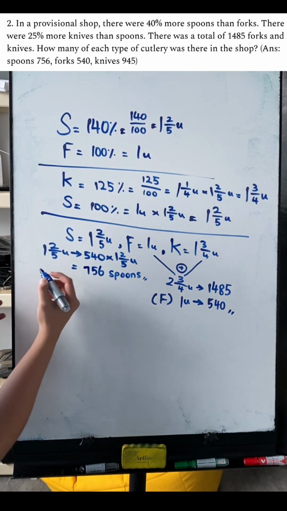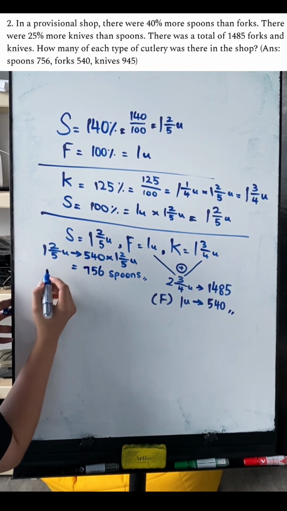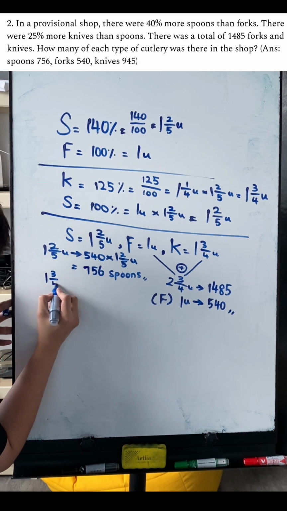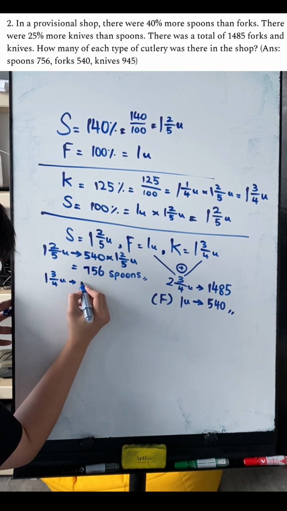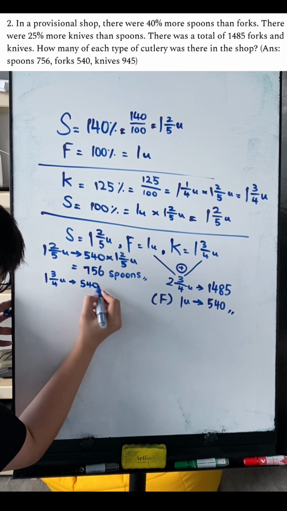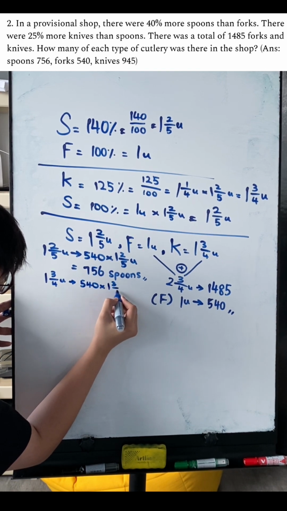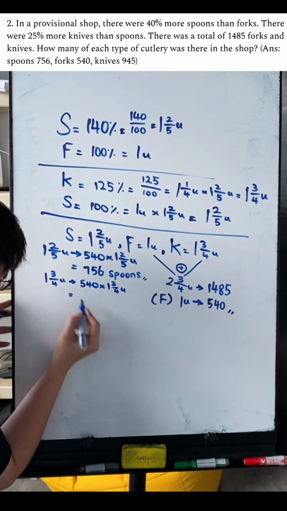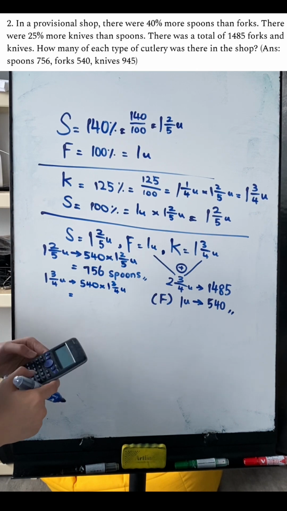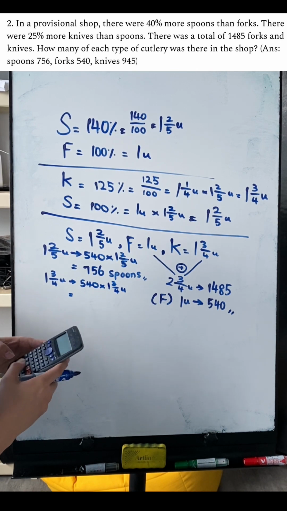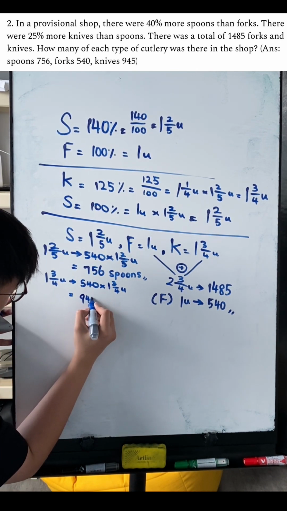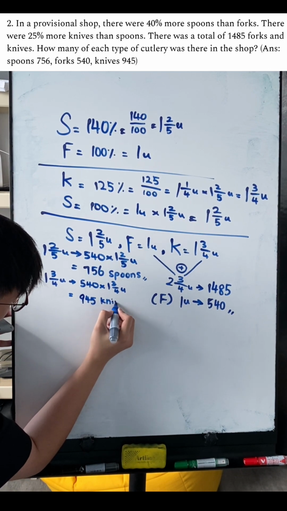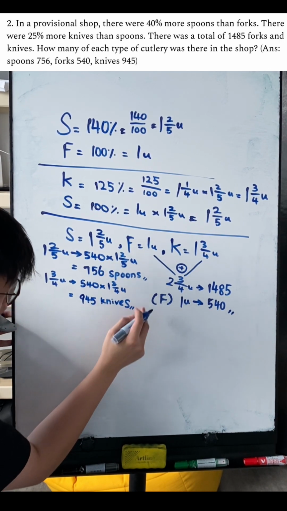Finally, I want to find my knives, right? So knives is 1 3 over 4, right? So we just have to find 1 3 over 4 unit, which equals 540 times 1 3 over 4 unit. Do you understand what I'm saying? Yeah. Alright, so we do 540 times 1 3 over 4. We get our answer of 945 knives. True? Yes. So we have 1 2 3.